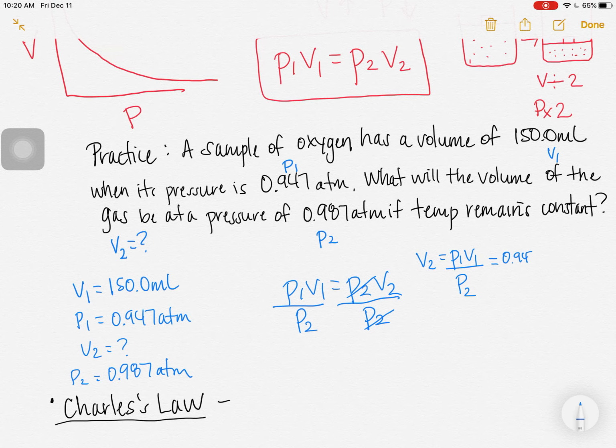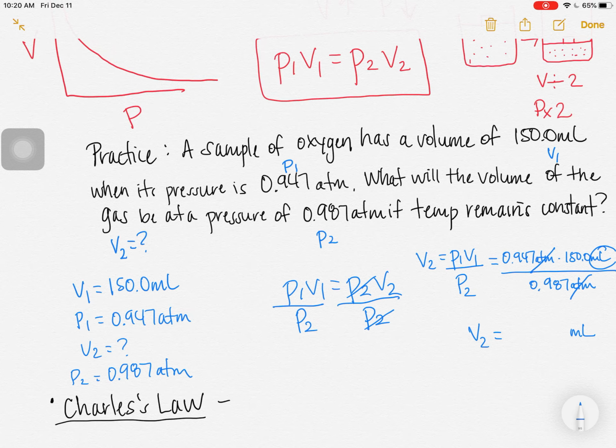And all I have to do now is plug in my numbers. So P1 was 0.947 atmospheres. V1 was 150 milliliters. And P2 was 0.987 atmospheres. Notice I'm putting my units in because notice what happens. My atmospheres cancel. I'm left with milliliters. That had better be the case if I'm looking for a volume.